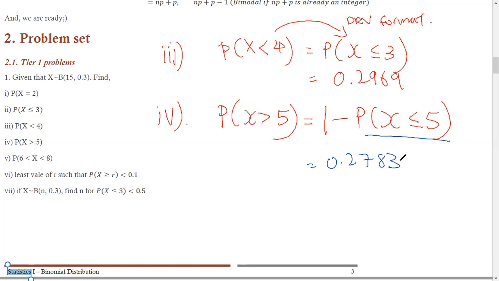Remember, the DRV format should be strictly adhered to. It must be less than or equals to before the calculator can compute for you. Anything that is not, you must change it. If I have the case of less than 4, I must change it to less than or equals to 3. If I have the case of more than 5, I can change it to the complementary case, which is 1 minus P(X less than or equals to 5).